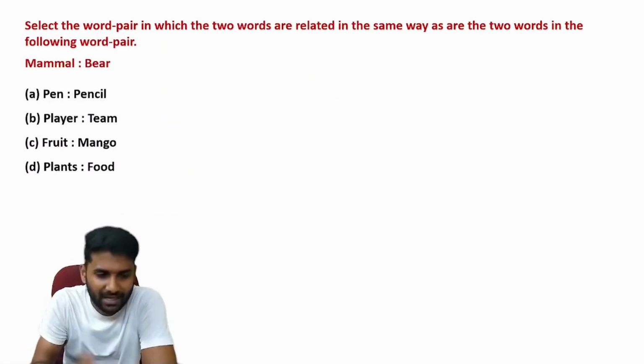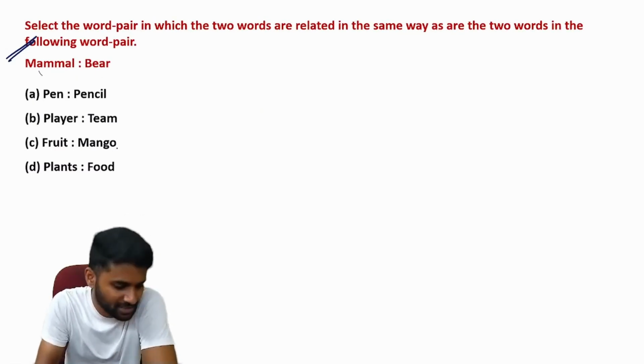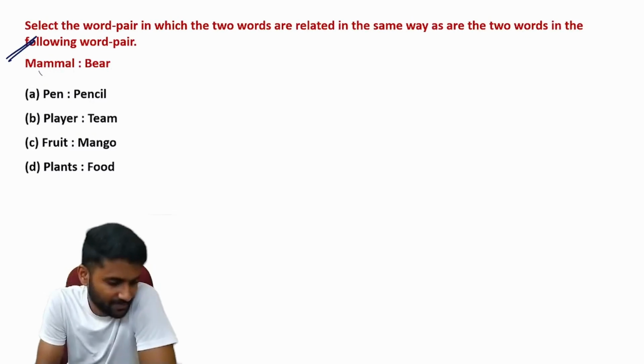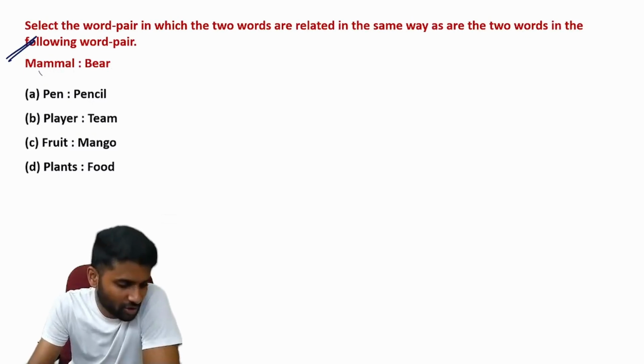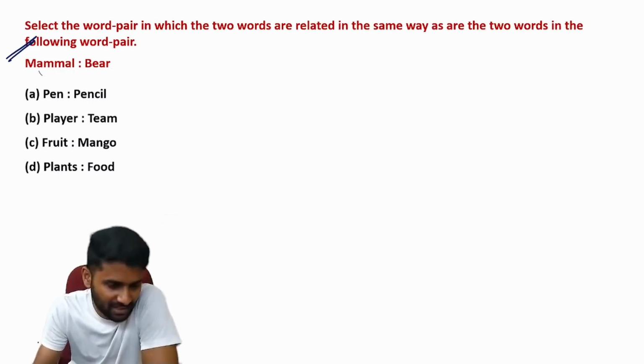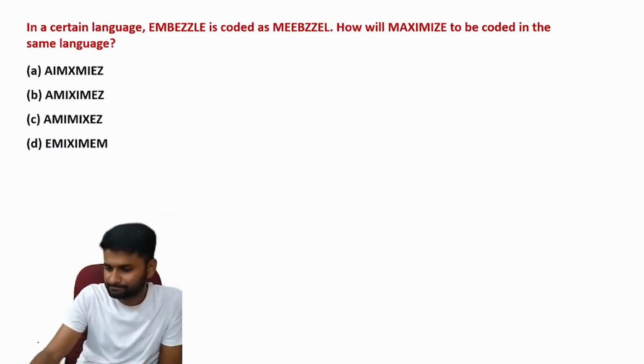Next. Guys, this is for you. Try to understand the relation between mammal and bear, go through the options, and post your answer in the comment section after this session. In every session, I leave one question for you. Try to solve it and post your answer in the comment section after the class. Next, try this one.